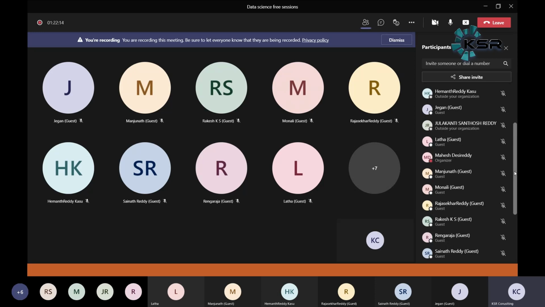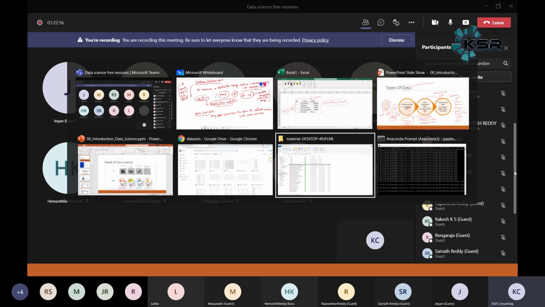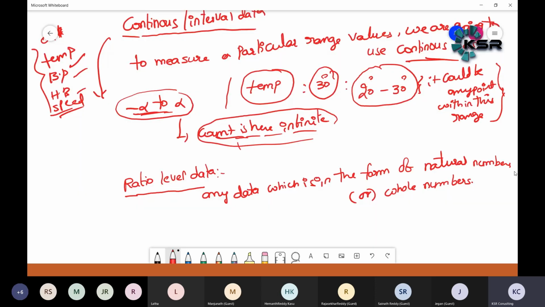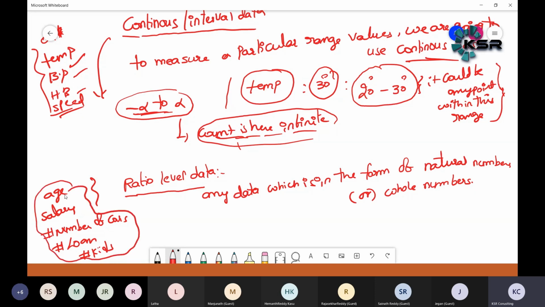Here, a ratio number is a number divided by any other number. So some of the examples for ratio numbers are age, salary, number of cars owned by Sainath Reddy, number of loan accounts, number of kids. These are some of the examples for ratio level data. This is the in-depth of the structured data. That's all for today.